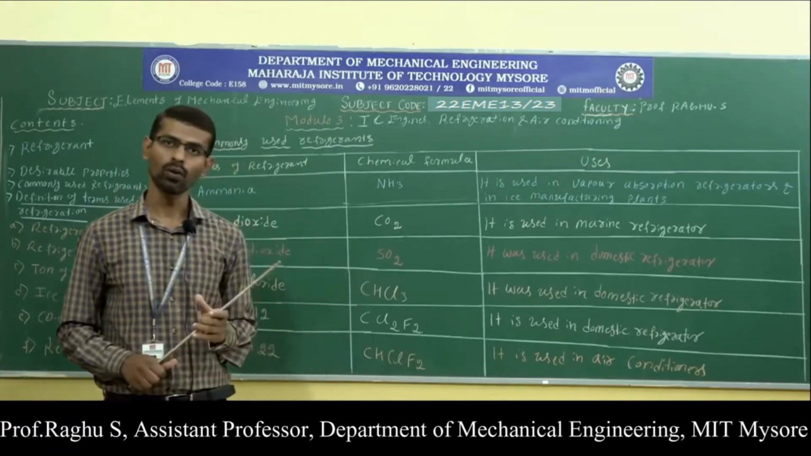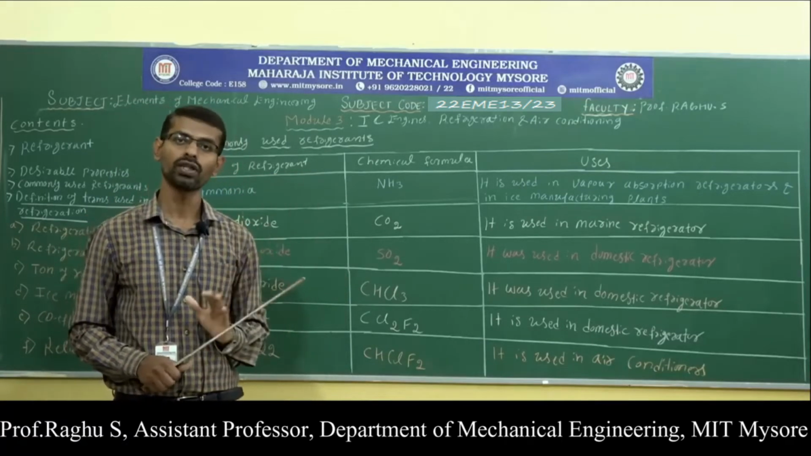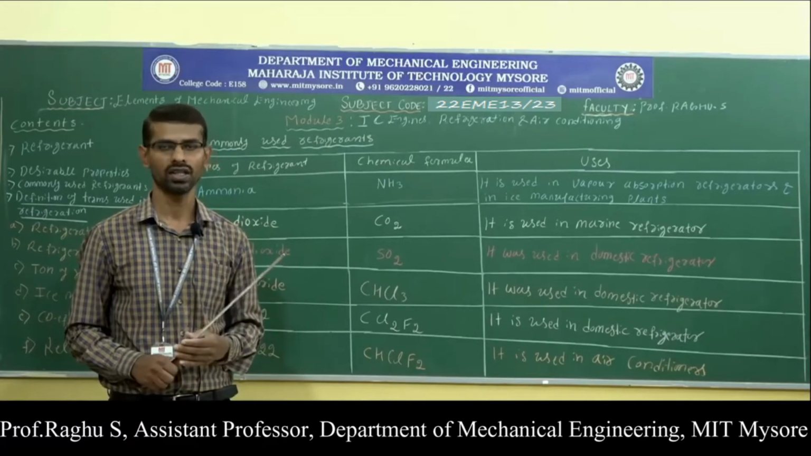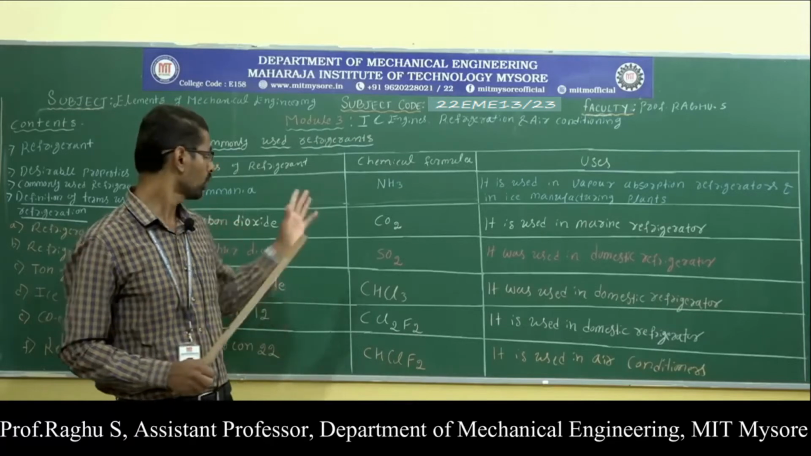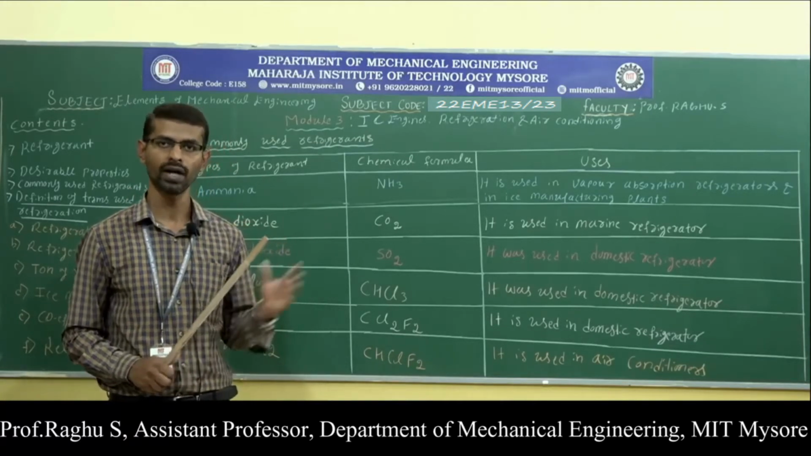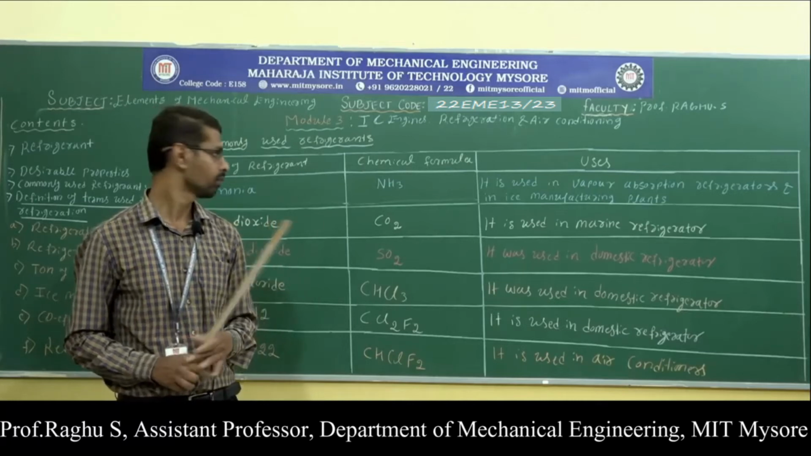Ammonia refrigerant is not used in domestic refrigeration systems because it is toxic in nature. Hence ammonia refrigerant is mainly used in vapor absorption refrigeration systems and in the manufacturing of ice.